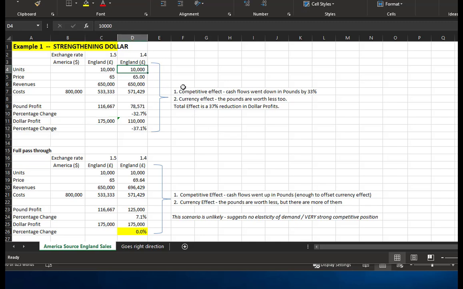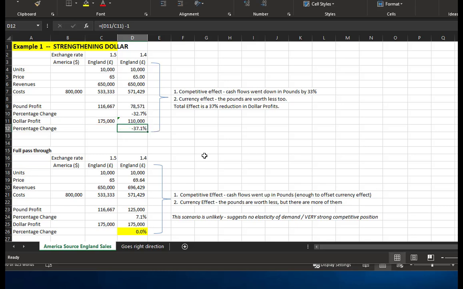So again, we're selling 10,000 units at a price of 65 pounds per, 650,000 in revenues. Our costs now in pound terms are the $800,000 divided by $1.4 per pound. So our pound costs have gone up considerably, to 571,000. Our pound profit has gone down by 32%. This is just the ratio of these two numbers, so down by 32.7%. And if we repatriate that money, we'll end up with $110,000, and that is 37% less dollar profit than we had before.